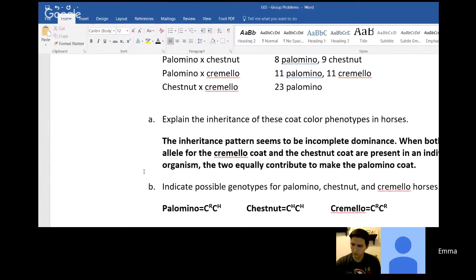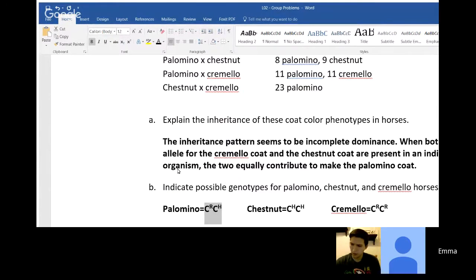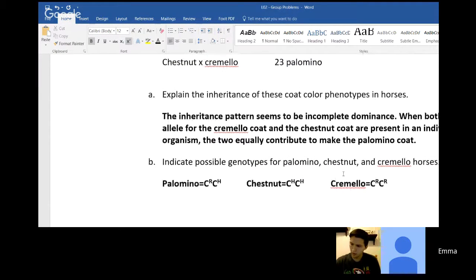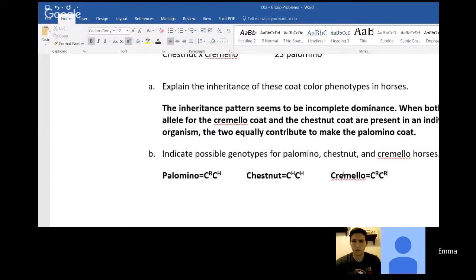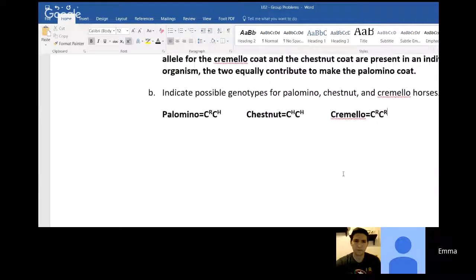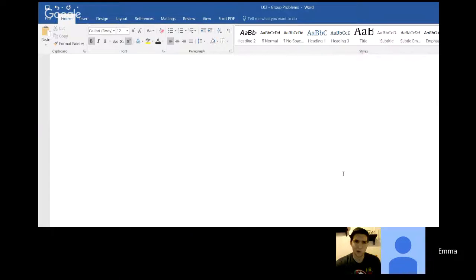So if you have a Palomino, you're going to have both alleles. You're going to have the chestnut allele and the cremello allele. And if you have both of those, it'll be Palomino. If you have both chestnut alleles, you'll always be chestnut. And for cremello, it takes 2 cremello alleles. So you have to just take what you have for the offspring, work backwards, and find out what kind of inheritance type it is.